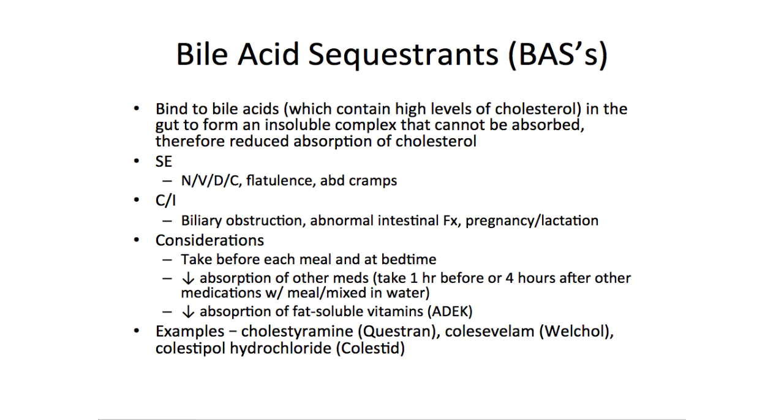It is important to note, however, that they decrease absorption of other medications, so they should be taken 1 hour before or 4 hours after other medications, with meals, or mixed in water if it's powder form. It's also important to note that they decrease absorption of fat-soluble vitamins A, D, E, and K. This is especially a problem if the patient is on a vitamin K antagonist such as warfarin or Coumadin, or they have a coagulopathy.